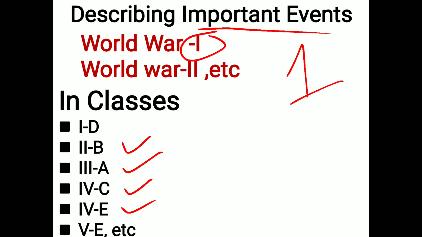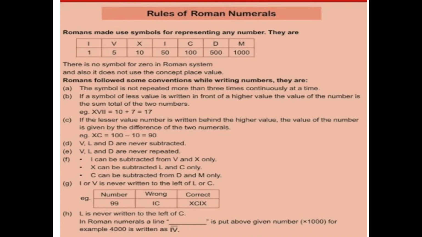So if there are so many uses of Roman numerals, then there are some rules also for how to write Roman numerals. So I will tell you the rules first. In Roman numerals, there are basically 7 basic Roman numerals. For 1 we use I, V is for 5, X is for 10, L is for 50, C is for 100, D is for 500 and M is for 1000.